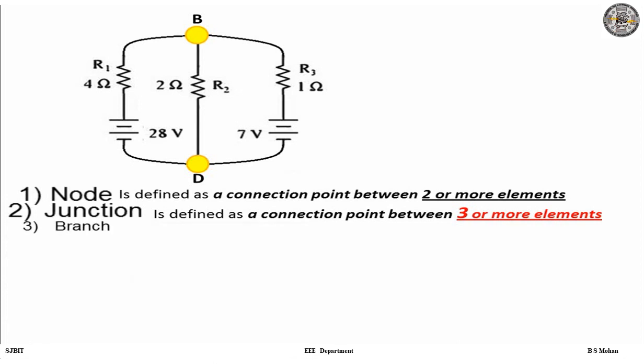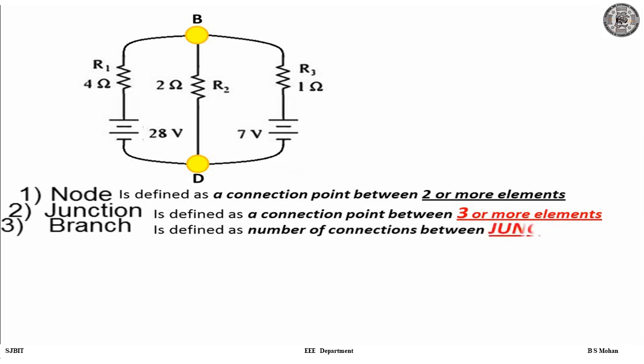Now let us see the third element, branch. What is a branch? Branch is defined as the connections or the path, the number of paths or number of connections between junctions. So here we have two junctions. So between these two junctions, how many paths can one observe, or how many connections are there between B and D? So one can observe that we have three paths, right? So we have named them as I1, I2 and I3.